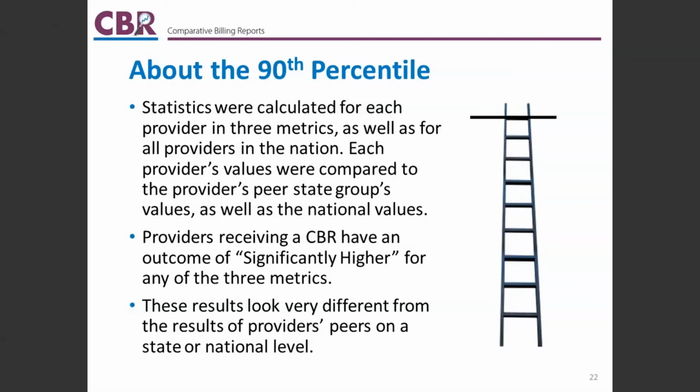This is the 90th percentile mark, represented above on the ladder visual by the black line. Any outcome for a metric in which the provider's value falls above that point would therefore have the outcome of significantly higher for the metric. Let's look at each metric individually and the outcomes for the sample provider on our sample CBR.